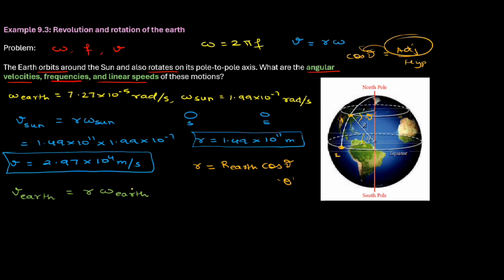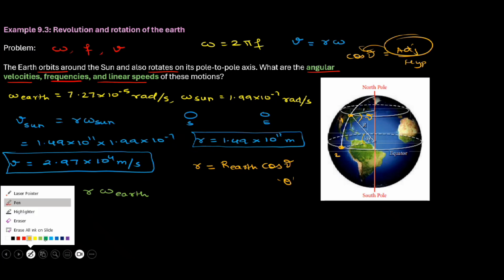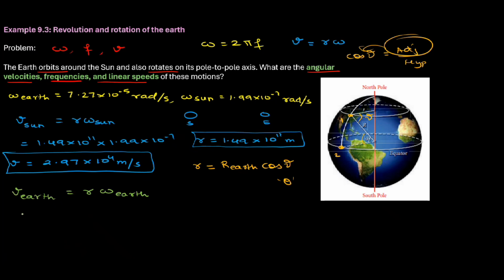So I will substitute for r here to calculate the linear speed of any point on the surface of the Earth. That will be equal to radius of the Earth times cosine of the angle theta times omega of the Earth. Now radius of the Earth again is a constant, and that constant is equal to 6380 kilometer, which they should give you while solving the problem.